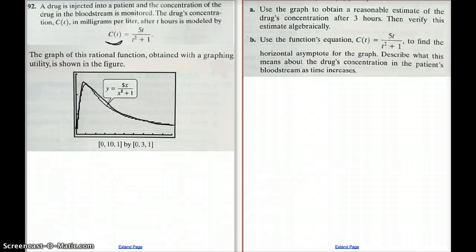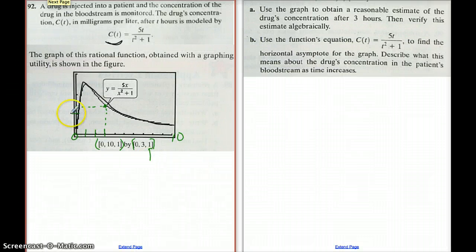Use the graph to obtain a reasonable estimate of the drug's concentration after 3 hours. So let's see, 3 hours, understanding the scale of the graph, x goes from 0 to 10, and every mark is 1. So there's 1, 2, 3. Looks like at 3 hours, we're right about here. So we're going to go over to y. And y is also going by ones, and it goes up to 3. So that's 1, 2, 3. And it looks like it's at about 1.4 perhaps. So I'm estimating that the drug's concentration will be about 1.4 milligrams per liter.